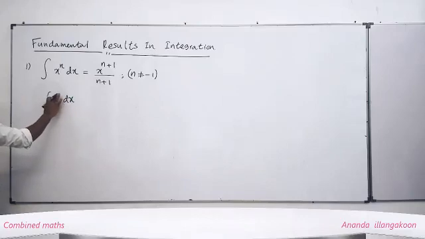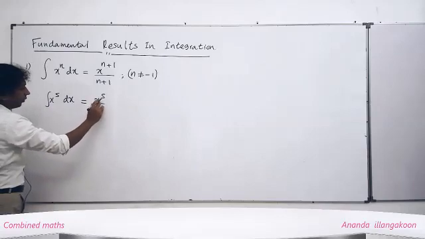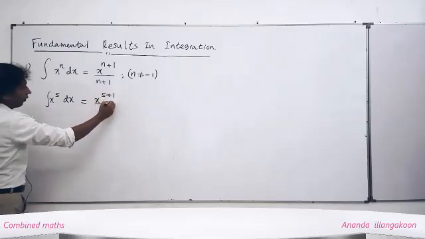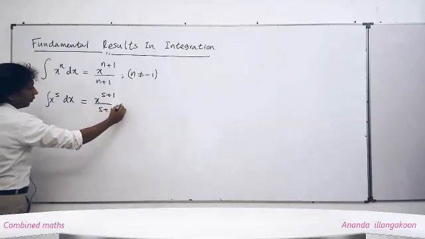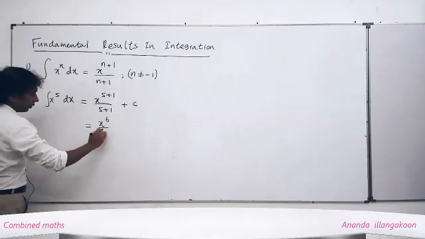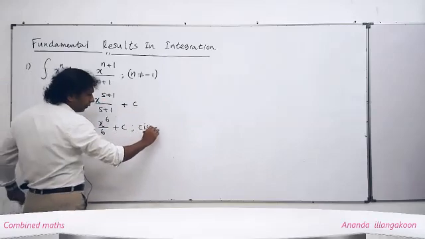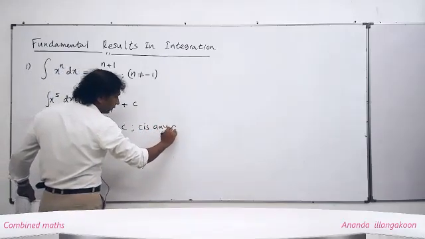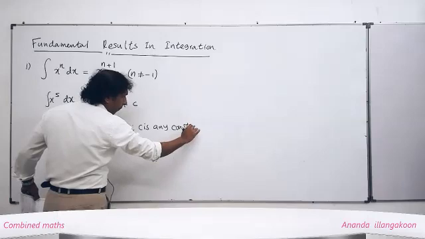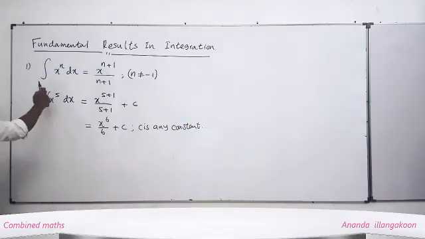For example, if I consider the integral of x to the power 5 dx, then add 1 to the power n and divide by the new power. x to the power 5 plus 1, divided by 5 plus 1, plus c, and then we get x to the power 6 divided by 6 plus c. C is an arbitrary constant, any constant.